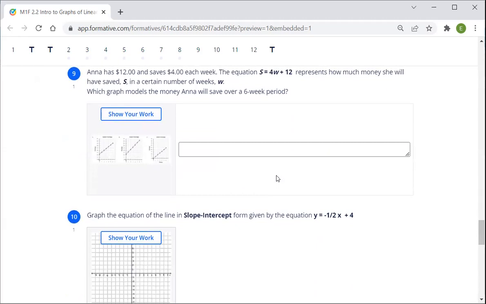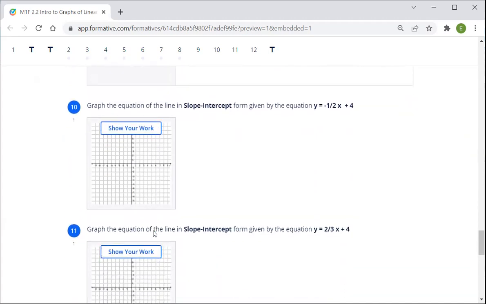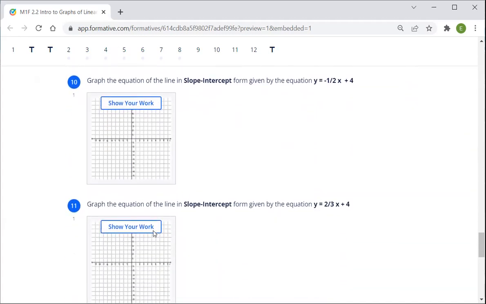Next one, it says Anna has $12 and saves $4 each week. So that is the equation. Which graph models that? Why don't you guys go ahead and try to figure out that one on your own.